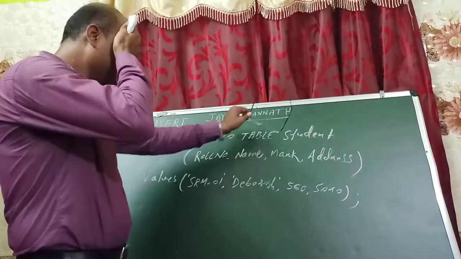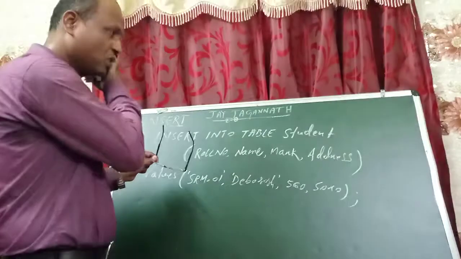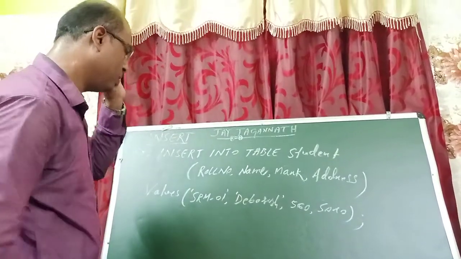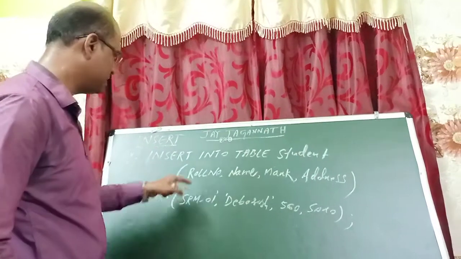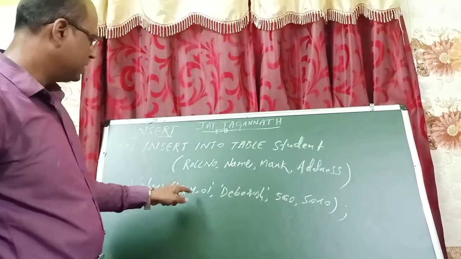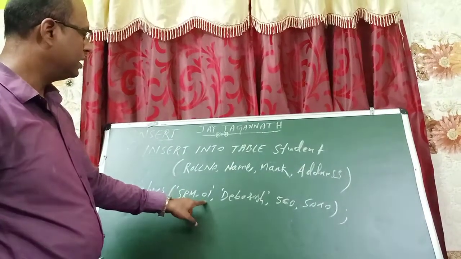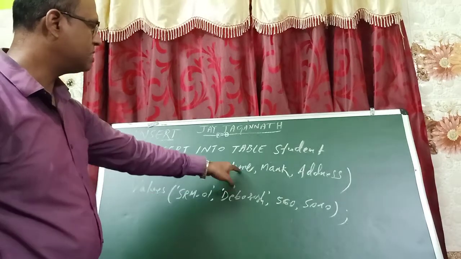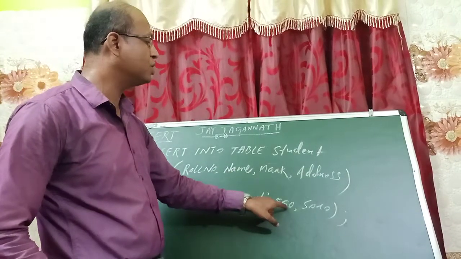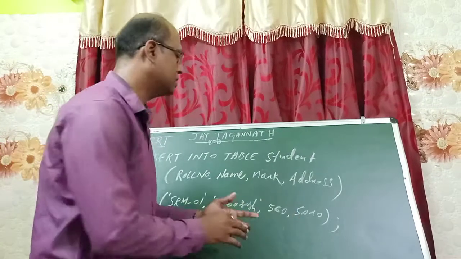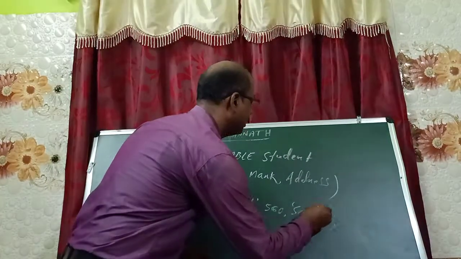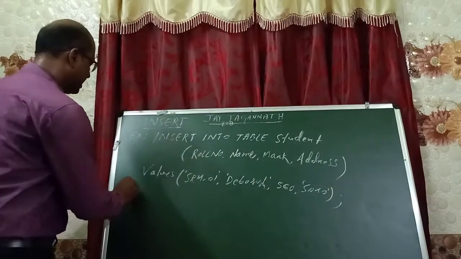Insert into table. Table is the student. Roll number, we mention the roll number. We mention the roll number, name, mark, address as the attribute name. This is the column name. And values. SRM01 is for roll number. Devasis is for name attribute. And 560 is the value of column mark. And Saurabh is the value of address. Insert command is syntax 2.